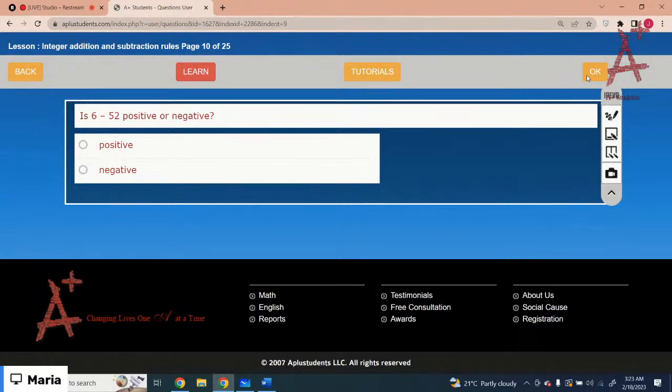Okay, the next one is 6 minus 52, positive or negative? So 52 is greater. 52 has a negative sign, so the answer must be negative. Got it? Because 52 is a greater number and has a negative sign, the answer must be negative.